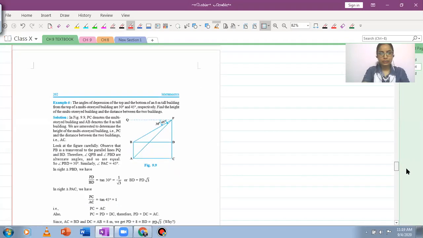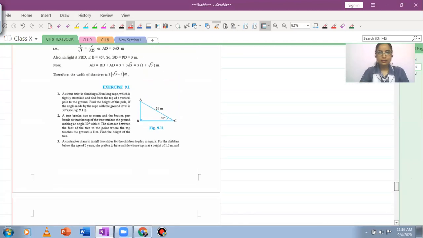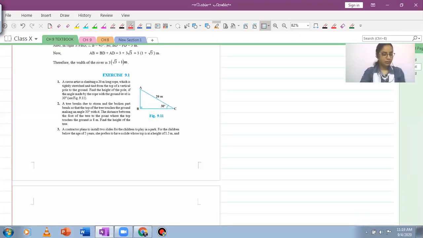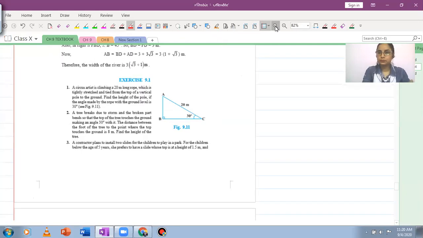So let's just take the first question from your exercise. Turn to page number 203 in your books. Question number 1 is, a circus artist is climbing a 20 meters long rope which is tightly stretched and tied from the top of a vertical pole to the ground.